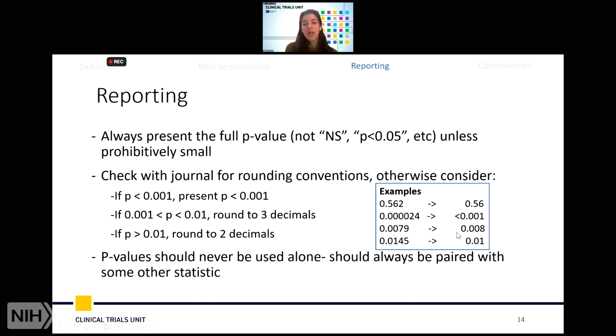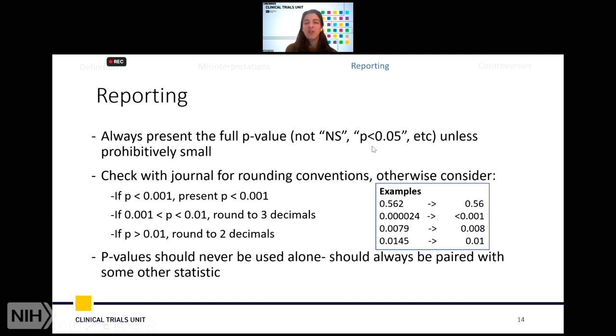0.0079, I would round to 0.008, and 0.0145, I would round to 0.01. And again, part of the reason is that this is the biggest thing about actually just reporting a number here, as long as you have the space.